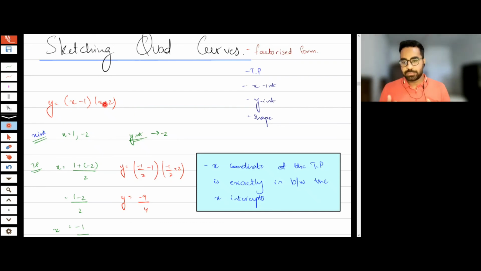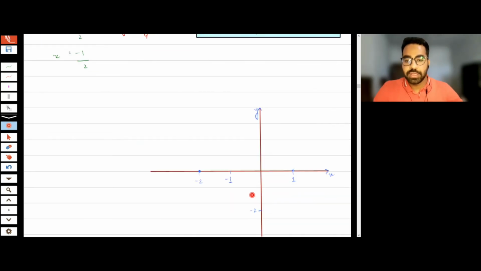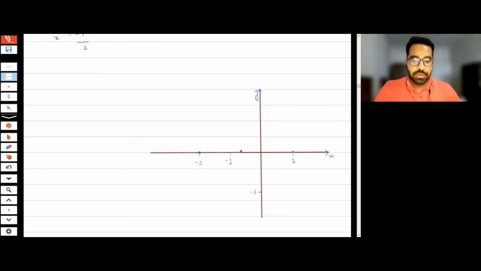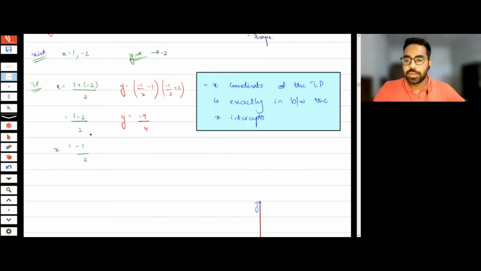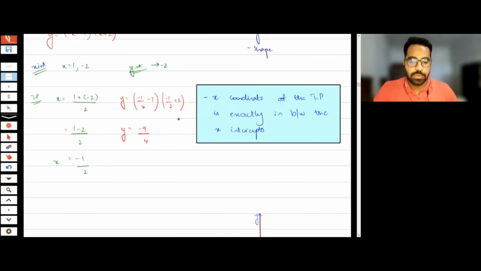My graph would be a minima. So I know the graph is a minimum, and its turning point coordinates are -half and -9/4. Let's take this as -1, this is -2. What is -9/4? -9/4 is -2.25. So -half and -2.25 would be somewhere over here. Your x-intercepts are 1 and -2, and my y-intercept is -2.